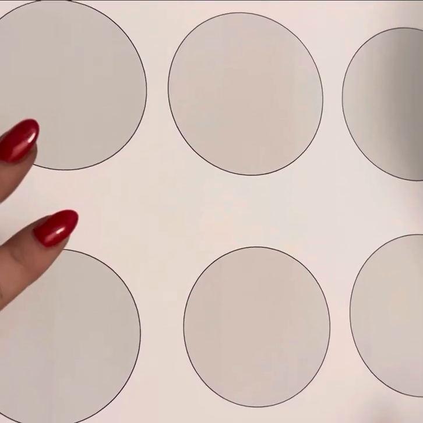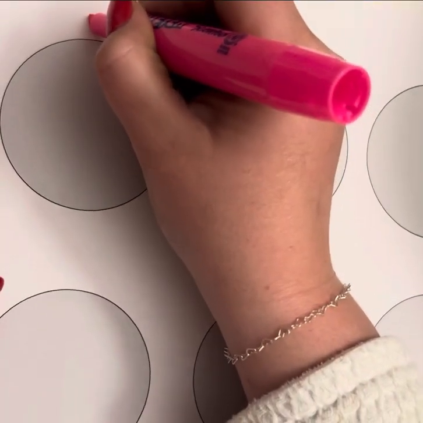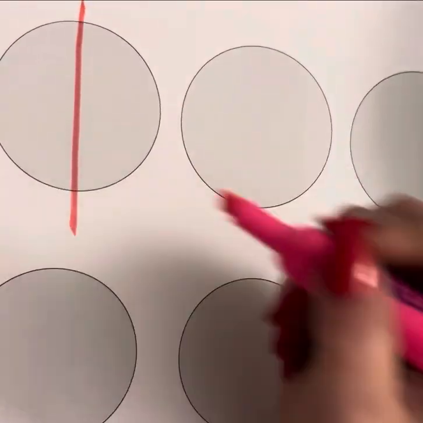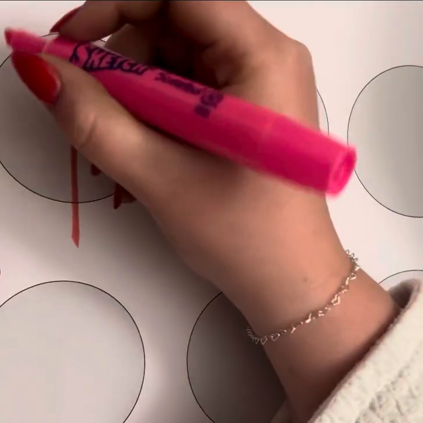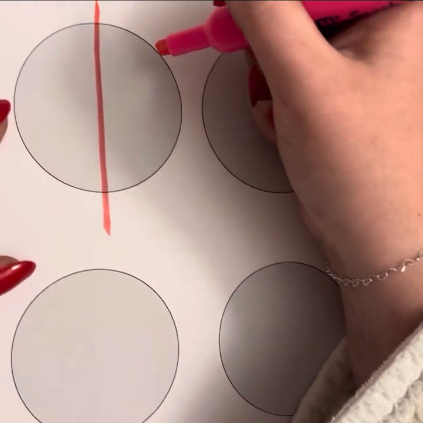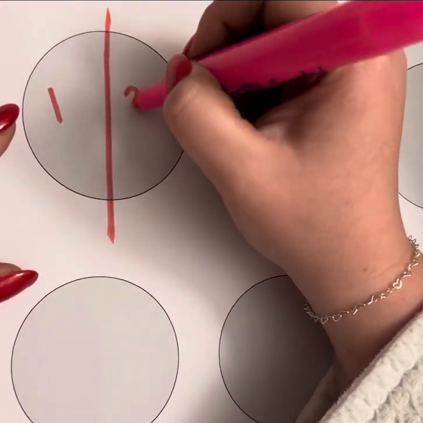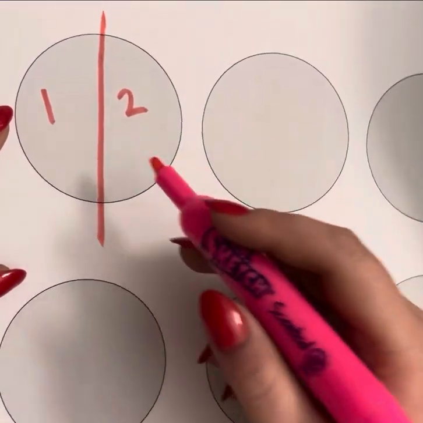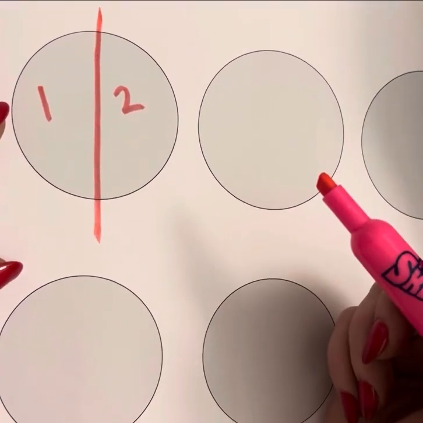First, we will start with splitting this circle into 2 equal parts. I will do so by drawing a line down the center of the circle. Here you can see that I have 2 equal parts. 1, 2. We know that these parts are equal because they are the same size.